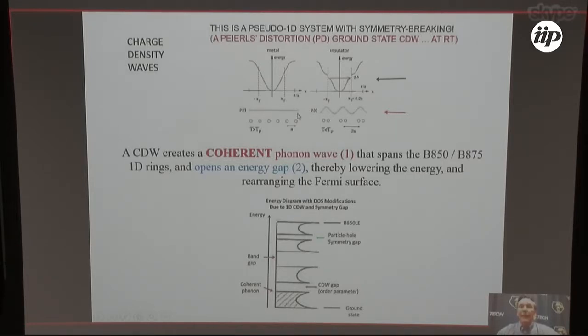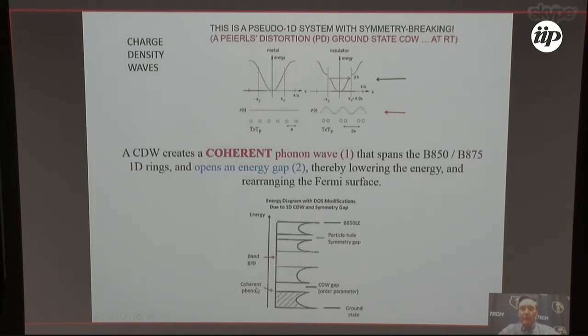And when the gap creates, then you have these density peaks. And here you can see that it's an incommensurate wave, but it will be commensurate ultimately, particularly if you've got a periodic structure. Charge density wave creates a coherent phonon wave. That's what this is. Spans B850, 875 rings, and opens an energy gap. So here's what these density of states are going to look like when we put all this stuff together. We've got a band gap from symmetry.